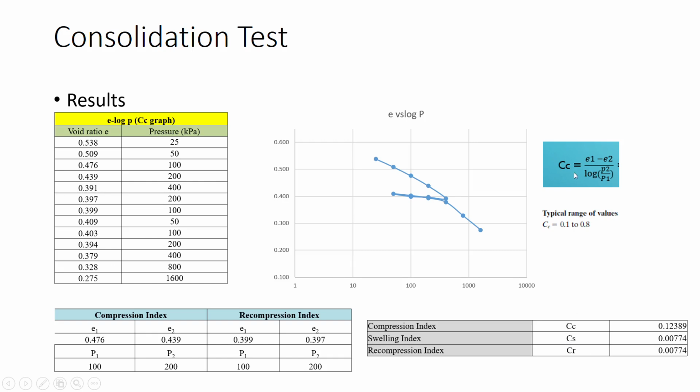This is the formula used for finding this compression index, and similarly the swelling or recompression index formula is the same, but we are using the void ratio of the unloading stages. For example, in compression stages, we are using 100 and 200 from this portion, and for the recompression or swelling we are using the values from this portion. This is basically the range of Cc, which is from point 1 to point 8. So our Cc is around 0.12.